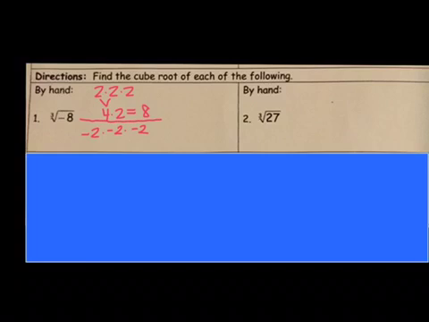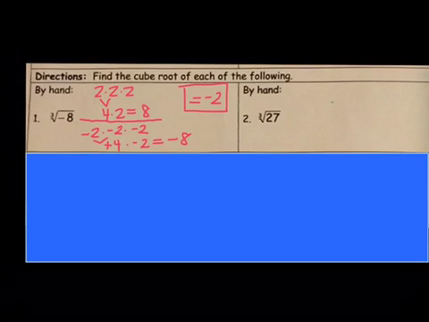Gonna separate this. -2 times -2 gives me a +4. You don't need to put that positive sign, but I like to remember it, so I'm going to put it. +4 times -2. Positive times a negative is a negative, so we do get -8. So our answer is -2. The cube root of -8 is -2.